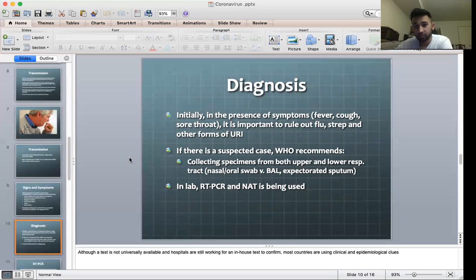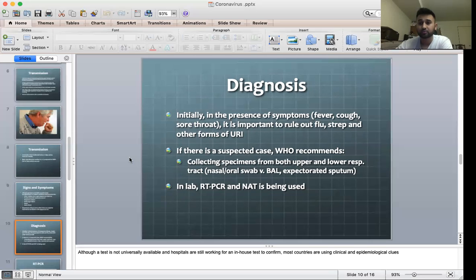So if there's any suspected case, WHO is recommending that you collect specimens from both upper and lower respiratory tract. What I mean by that is, upper respiratory tract is just taking an oral swab or a nasal swab, versus a bronchoalveolar lavage. Most people are not going to do the BAL. The only time you would do that is if someone is actually intubated, and it's easier to collect that. Besides that, expectorated sputum is enough to diagnose.